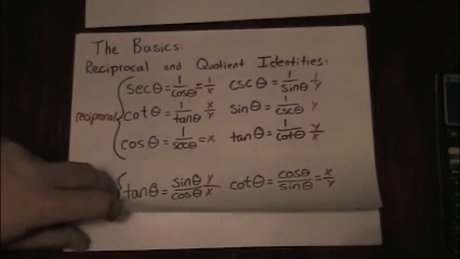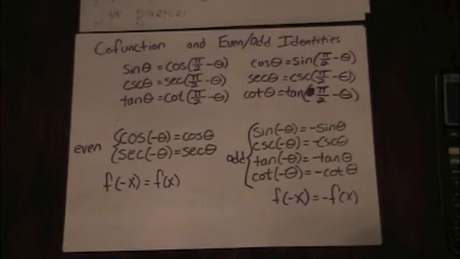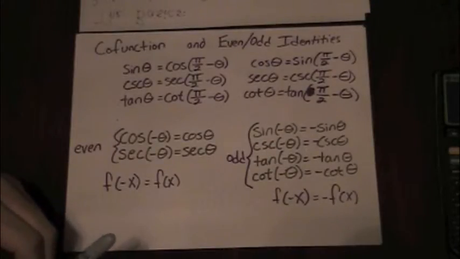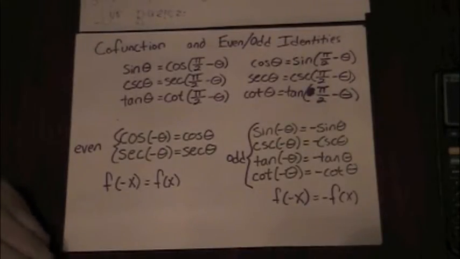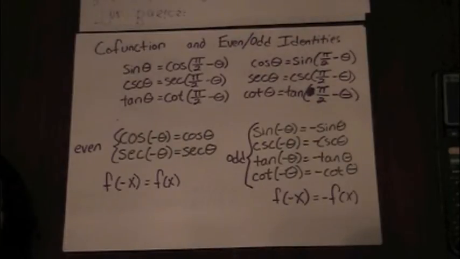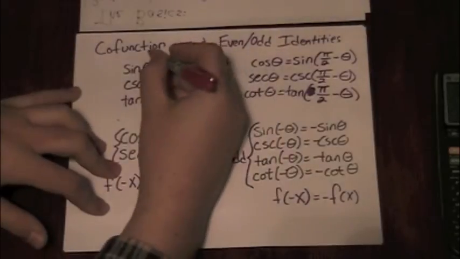The next sets of basic identities are the cofunction and the even and odd identities. The cofunction identities are based on the paired trig functions that are related in large part by translation on the coordinate plane. We've dealt a lot with sine and cosine. We know that their graphs are 90 degrees apart.